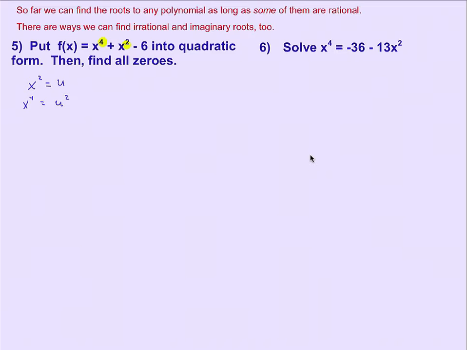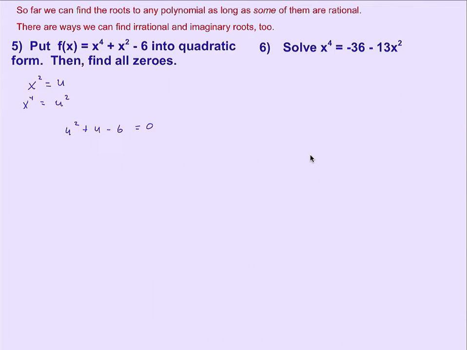Which means we can do some substitution here. We can take this x to the fourth and rewrite it as u squared. We can take the x squared and rewrite it as u. And the minus 6, we don't need to substitute it at all, because that's still minus 6. And we can find the solutions to this quadratic by solving for u.